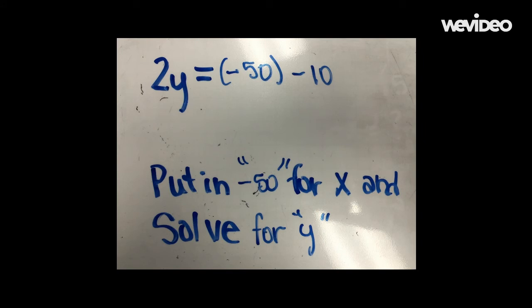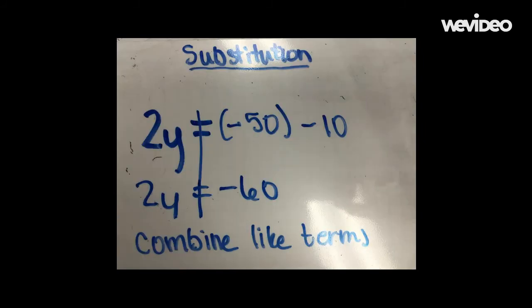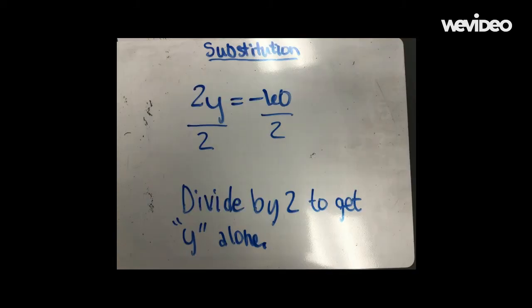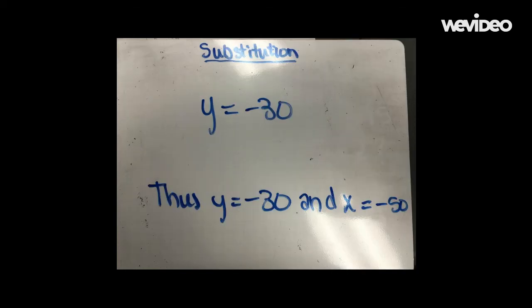So now we can put in x to solve for y. So what we can do is put in negative 50 where the x should have been. So 2y equals negative 50 minus 10. We're going to combine like terms to get 2y equals negative 60. We can then divide by 2 to get y alone. Y then equals negative 30 and x equals negative 50, resulting in our answer.